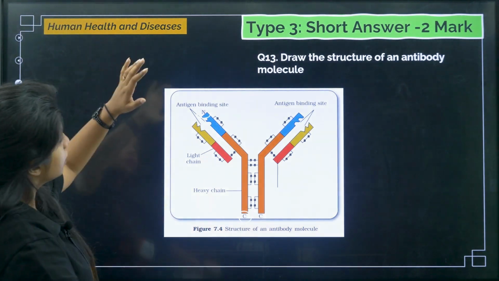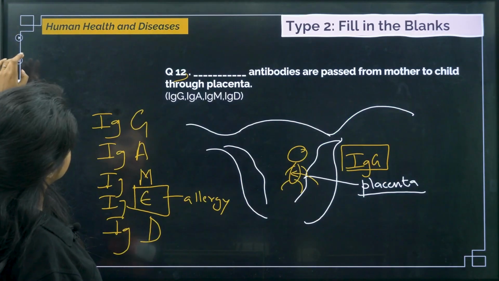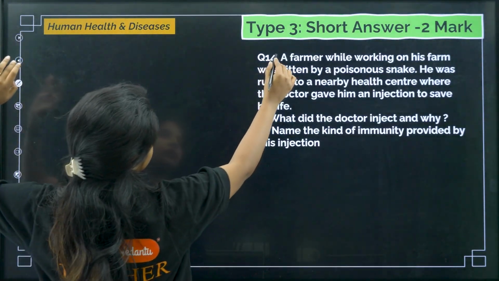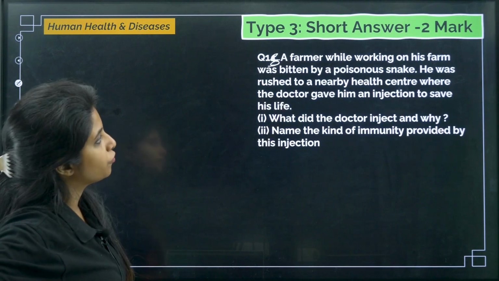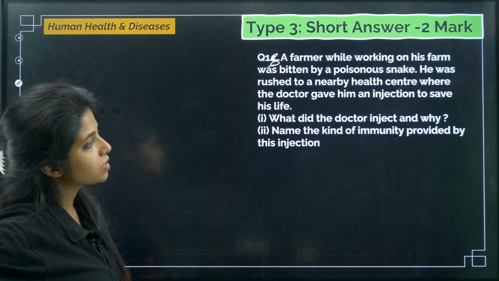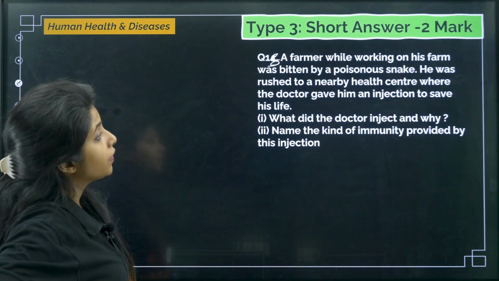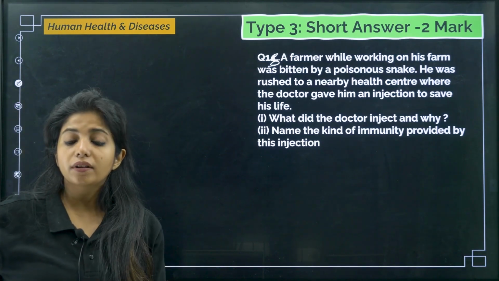The next question. This was the 13th question, this is the 14th question, and this is the 15th question. A farmer while working on his farm was bitten by a poisonous snake. He was rushed to a nearby hospital where the doctors gave him an injection to save his life. What did the doctor inject and why?